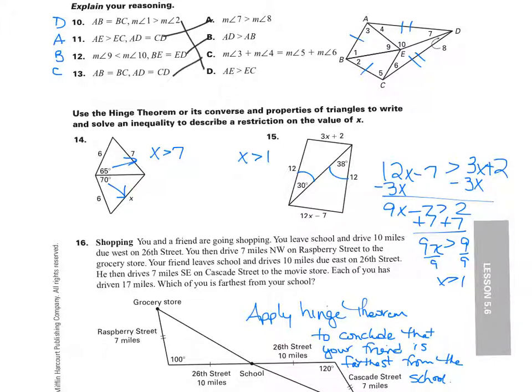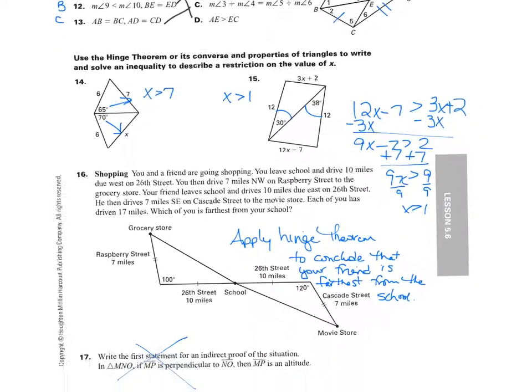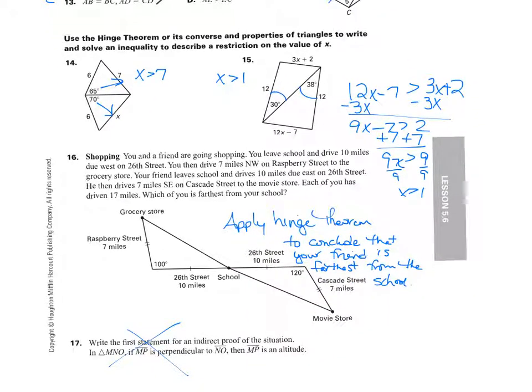And then the last question, you were just going to apply the hinge theorem. Notice the 120 angle is the larger one, so that told you that your friend was farthest from the school. Any questions on this?